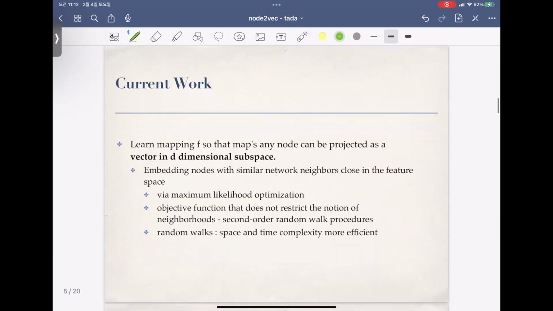So currently in Node2vec, the authors created a mapping F so that any node can be projected as a vector in a d-dimensional subspace. So it's basically embedding nodes with similar network neighbors closer in the feature space. And this is done by a maximum likelihood optimization objective function that uses random walk procedures, which saves space and time complexity.